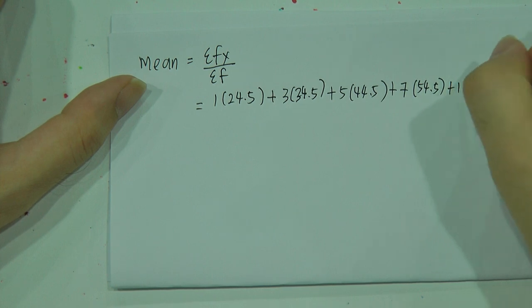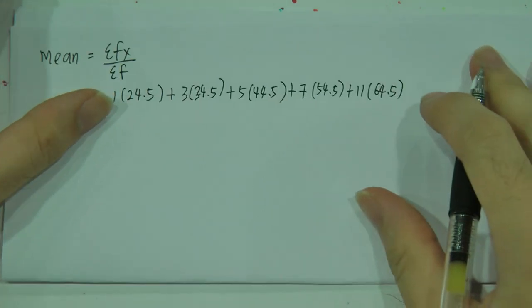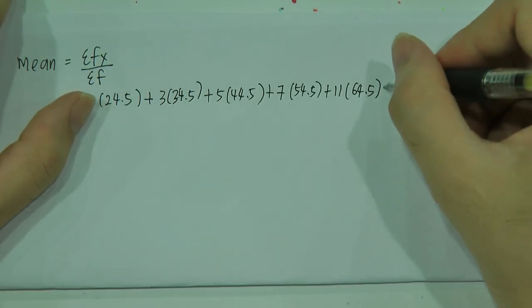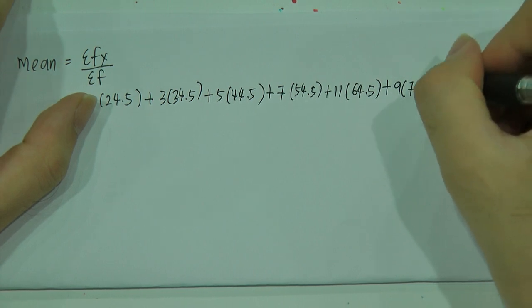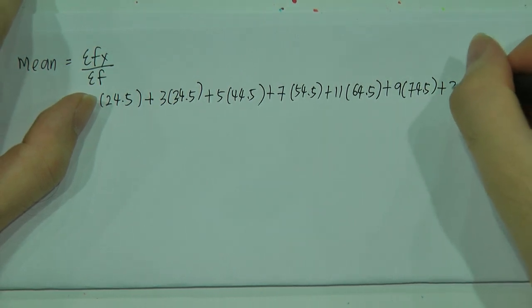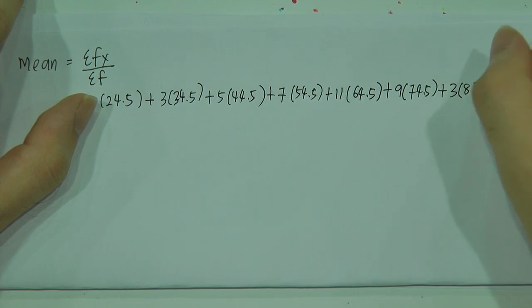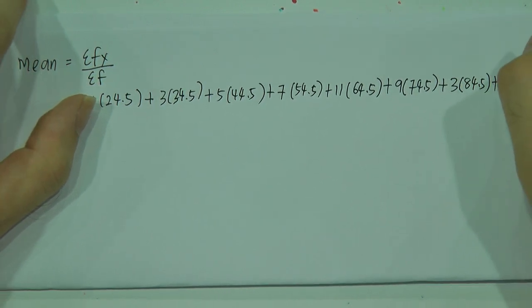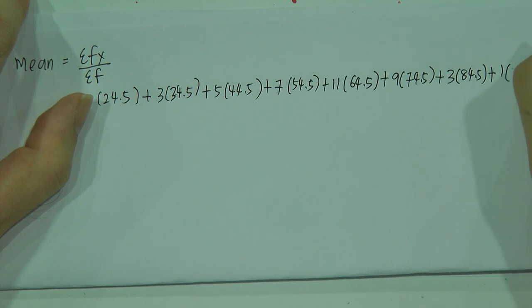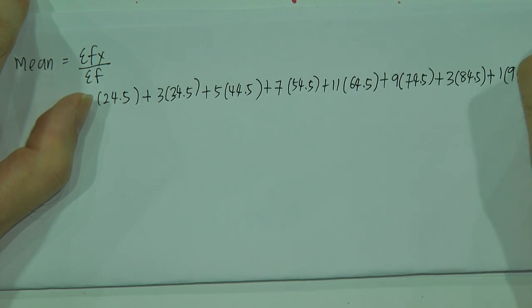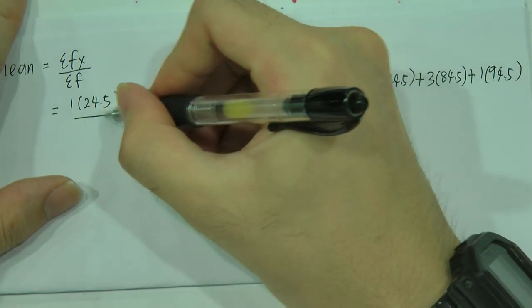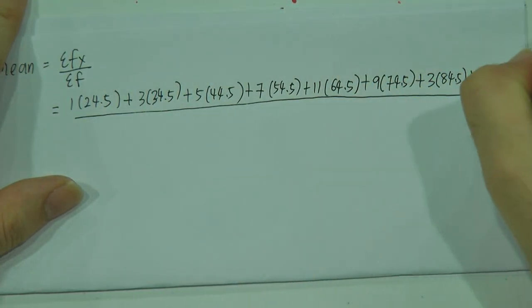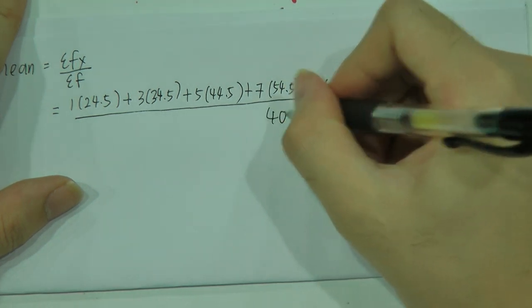Then 11 multiplied by 64.5. And then I'm going to continue. The next one is 9 multiplied by 74.5. And then plus again, the next one will be 3 multiplied by 84.5. The last one will be 1 multiplied by 94.5. And then divided by the sum of frequency, which I just summed up, is 40. Alright.